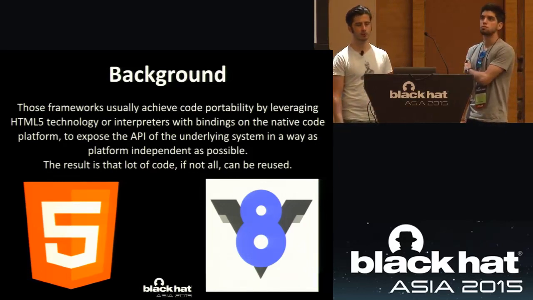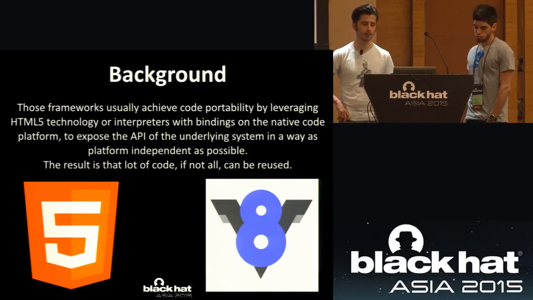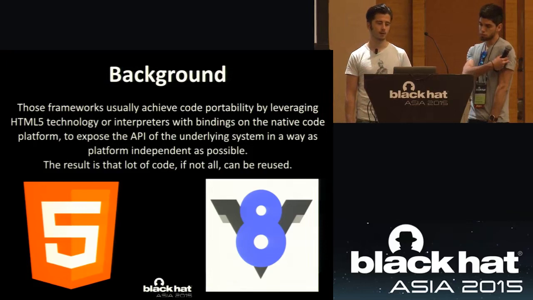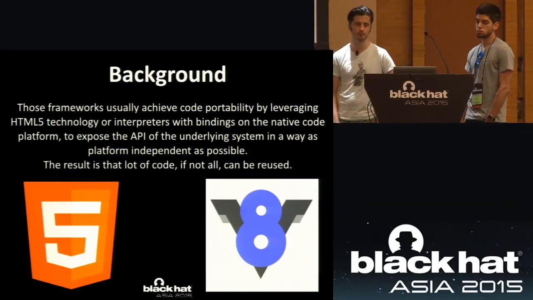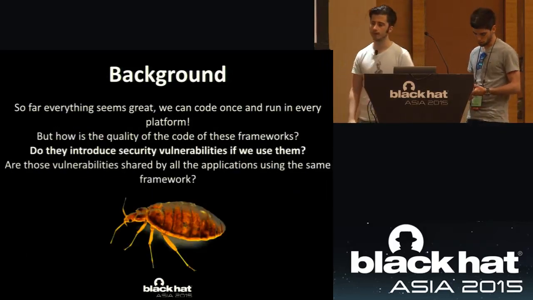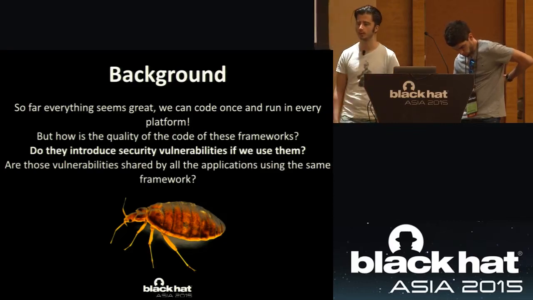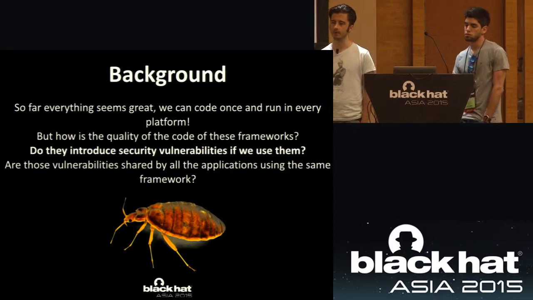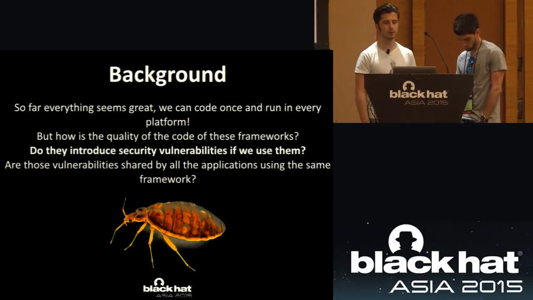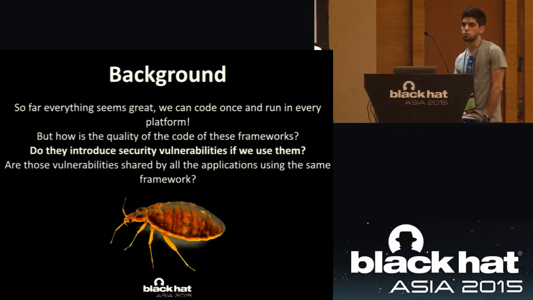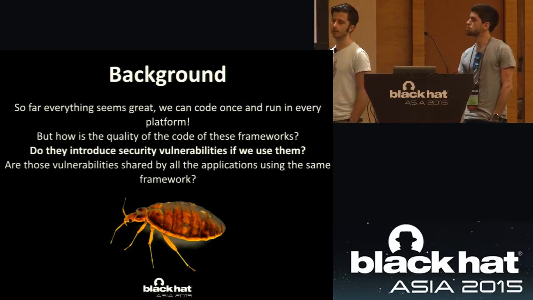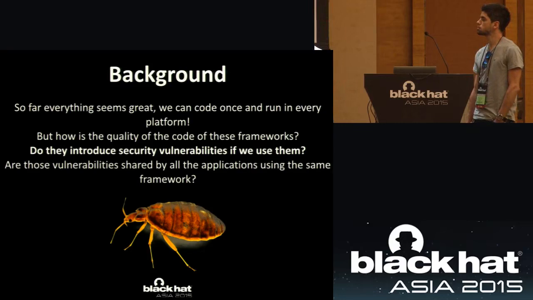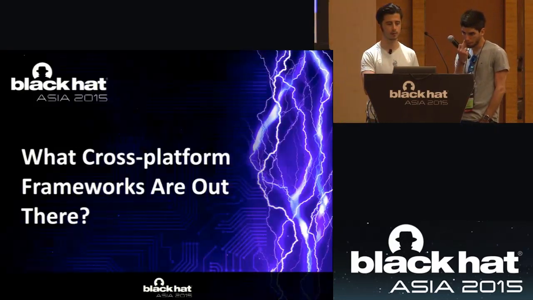So instead, these frameworks usually compile their code in a bytecode form and run it on an interpreter bundled inside the application, such as a JavaScript interpreter, or they use HTML5 technology in order to run portable code between the two different platforms. So far it seems great because we can code once and run on at least 2, 3, or 4 platforms. But now we must answer some questions. How good is the quality of the code in these frameworks? Do they introduce additional vulnerabilities in the APIs they provide? And if there is a vulnerability, is it shared between all the applications using the same framework? Today we will try to answer these questions.